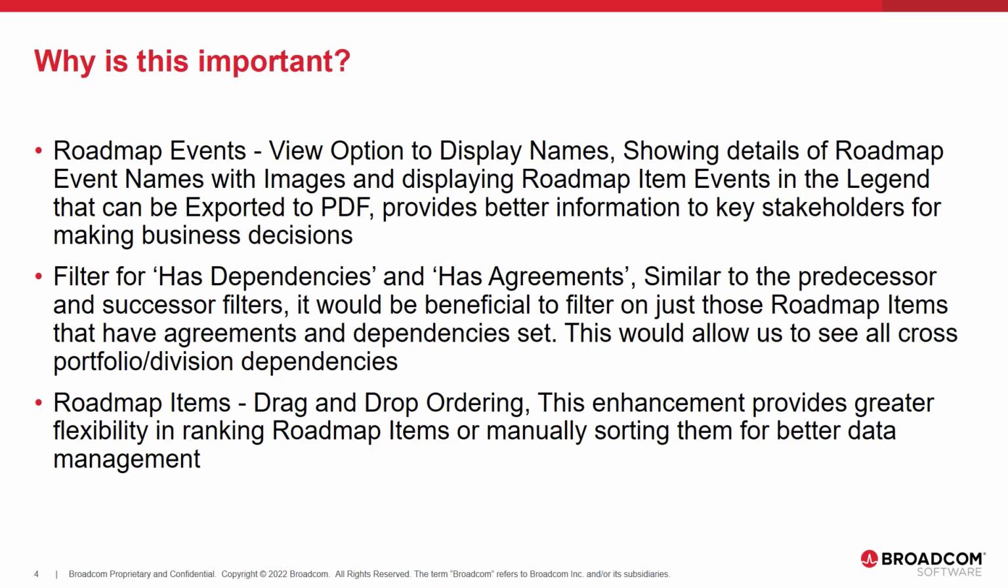With the ability to filter on has dependencies and has agreement attributes, similar to the predecessor and successor filters, it would be beneficial to filter on just those roadmap items that have agreements and dependencies set. This would allow us to see all cross-portfolio division dependencies.